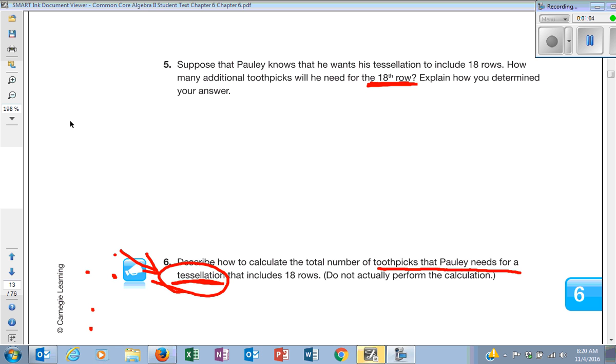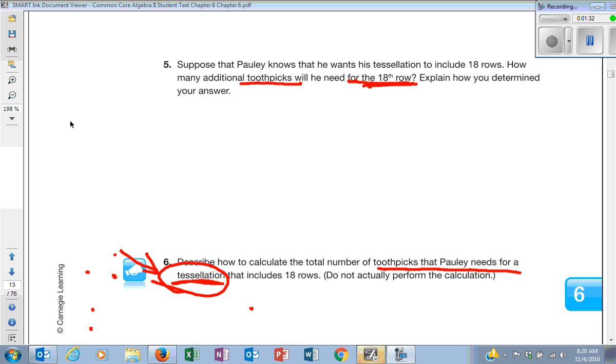This right here is not a series question because look, it's saying how many toothpicks will he need for the 18th row only. So in this one, you're looking for the 18th row. This one, you're looking for the total object. Do you see the difference? No one's going to tell you that on the test. They're both going to be on the test. You've got to know the difference between the two. Are you with me? Yes? Good.